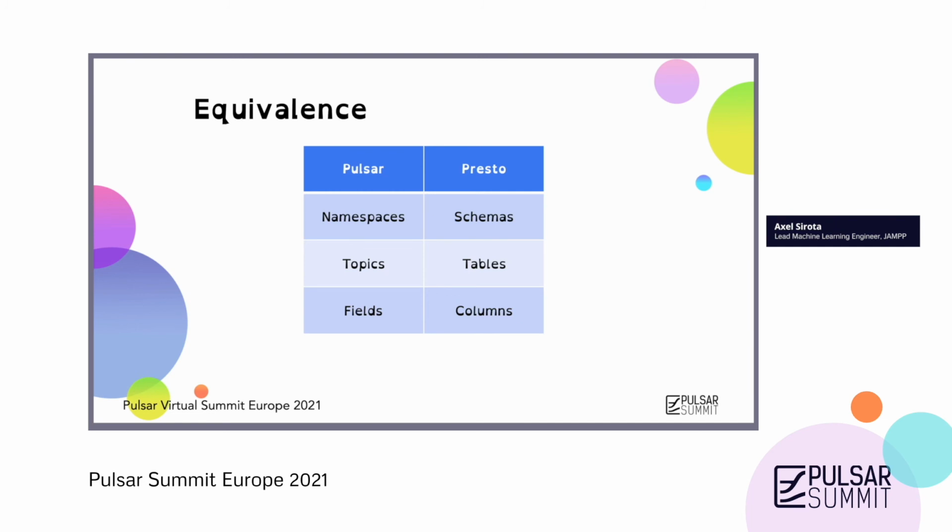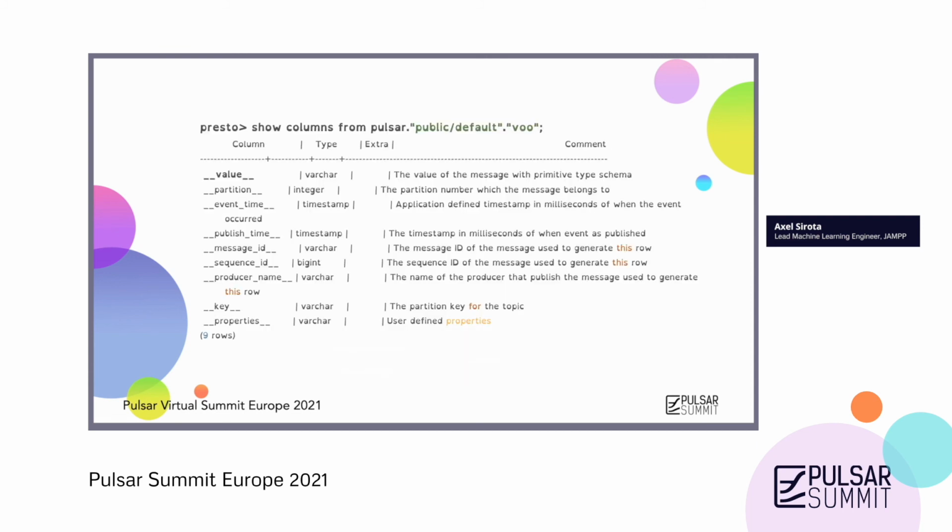But what happens if we don't have a schema registry? Then there is a _value column in the tables that will hold the unserialized message. So you can use Pulsar SQL in topics that don't have a schema registry already. Let me show you an example.